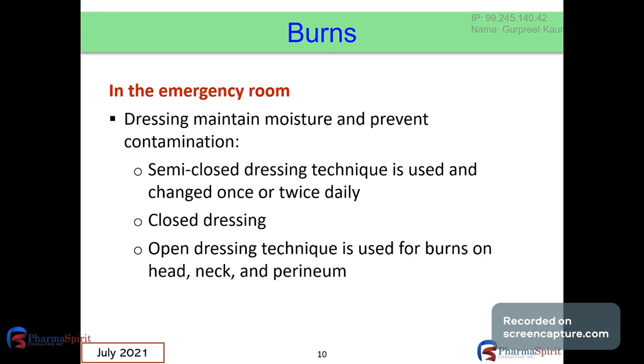The first one is what we call the semi-closed dressing technique. This is when the area is covered with a layer of gauze, with or without antibiotic, and the dressing is usually changed once or twice daily. So we just cover the area with gauze. There is not necessarily taping of the area or anything, just gauze. They may use antibiotic on the affected area or not, and they usually change this once or twice daily.